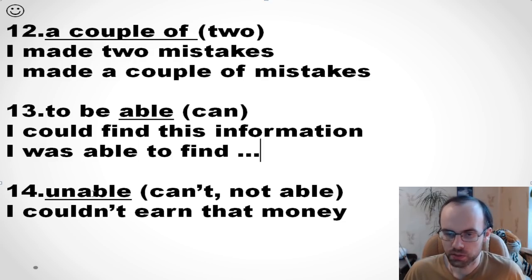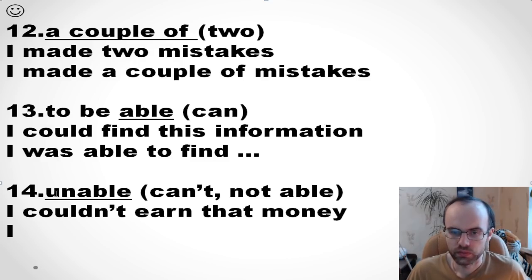So unable is the opposite word. It means can't if it's British pronunciation. If it's American pronunciation, it's can't. Unable or can't, not able. I couldn't earn that money.